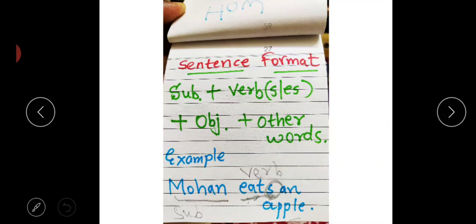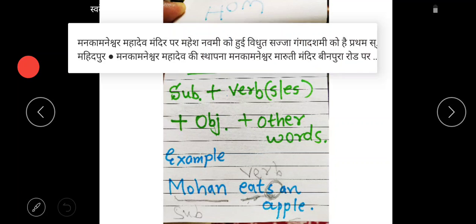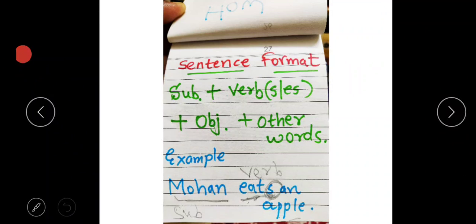See, here you can see a sentence format. What kind of sentence format does a simple present tense have? So it is subject plus verb with S or ES or without S or ES. So what is the subject? That we'll discuss later. One example is given below it.